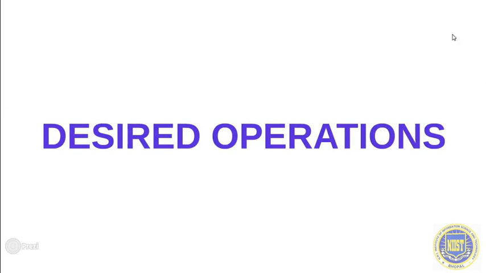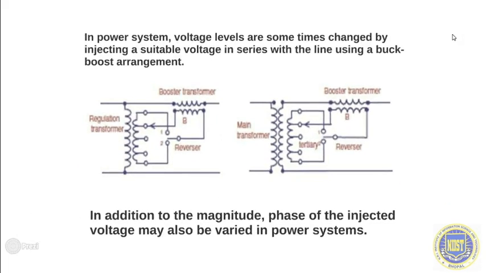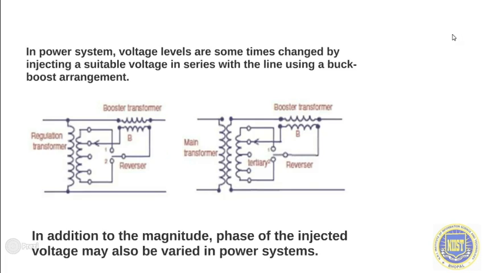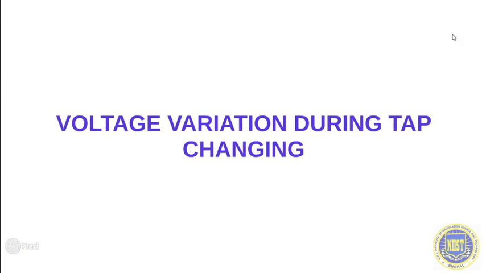For doing this voltage variation, there are two desired operations. One is the voltage increment and the other one is voltage decrement. And both of these are done by using an arrangement which is called the buck boost arrangement. Now this buck boost arrangement feeds in a positive voltage or a negative voltage into the line to increase or to decrease the voltage across the load terminals. Now, with this fundamental, the voltage is varied in an actual power system or a power application.